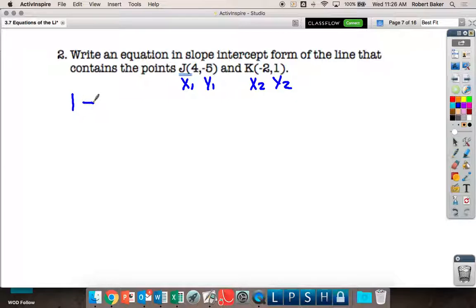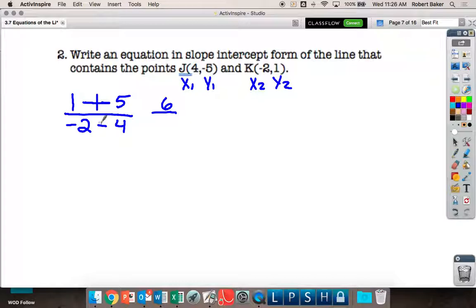1 minus negative 5 is 6. Negative 2 minus positive 4 is negative 6. Negative 2 minus 4, negative 6.